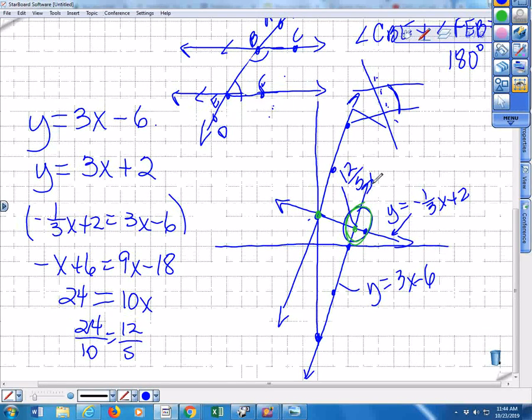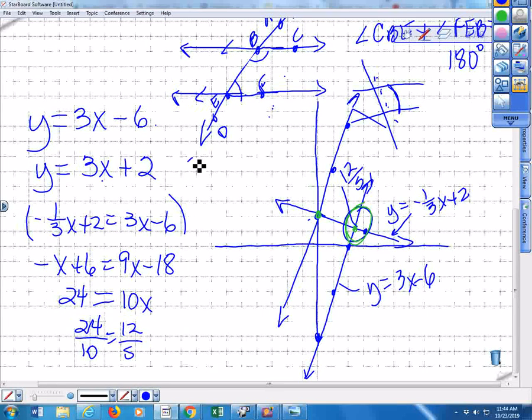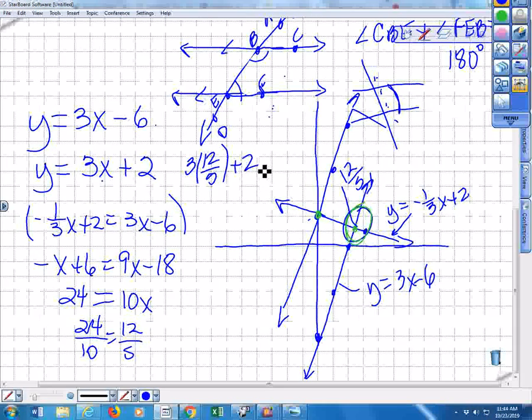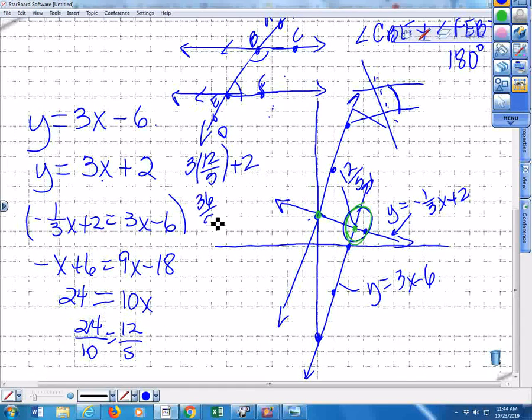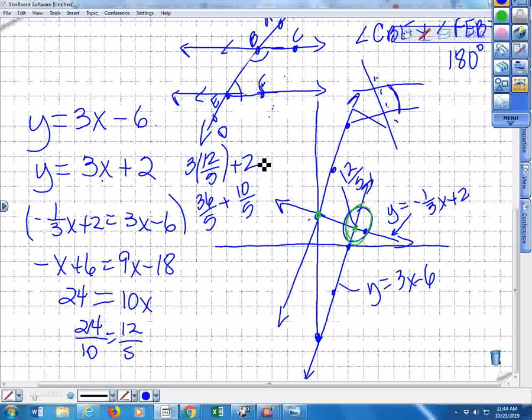Now what do I do with that number? You plug it back into one. I'll just do it in this one. 3 times 12/5 plus 2 is 36/5 plus 10/5, right? If I get a common denominator here, which is 46/5.